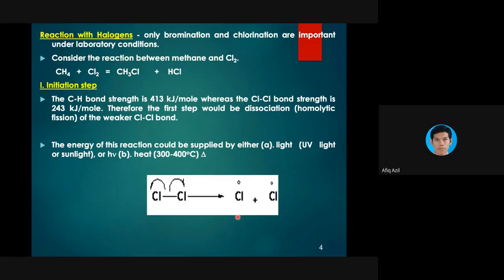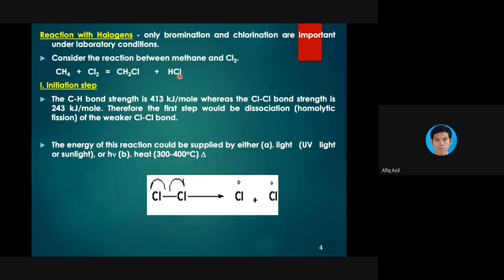And then we have the reaction of alkenes with halogens. For this type of reaction, only bromination and chlorination are important under lab conditions. For small scale, only bromination and chlorination can be done. So let's look at the reaction over here. Consider the reaction between methane and chlorine gas, Cl2. CH4 plus Cl2 should give you CH3Cl, or chloromethane, plus HCl as the product.